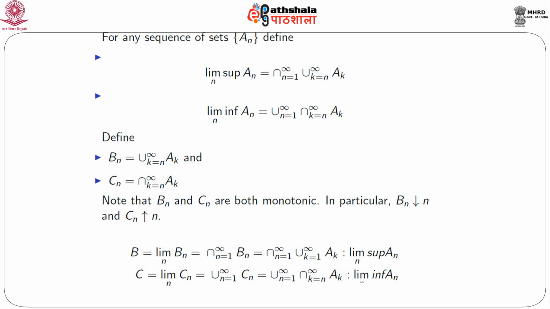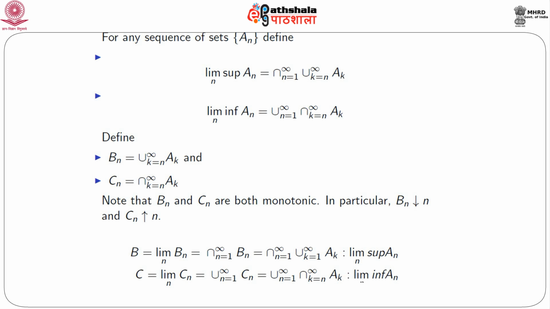Once we have the concept of monotonically increasing or monotonically decreasing sequence, now we will define limit superior or limit inferior of a sequence of sets A n. So, we define lim sup A n as intersection n from 1 to infinity, union k from n to infinity A k, and in case of lim inf, it is just the opposite, interchanging the union and intersection.